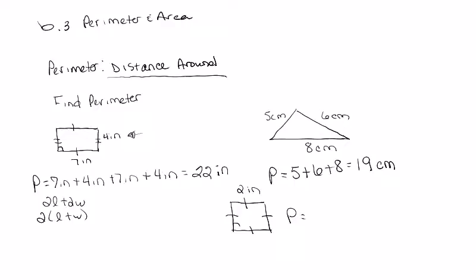Okay. This is a square. Some of you may have been taught the formula that the perimeter of a square is 4 times s, where s is the length of the side. Okay, well now you've got a perimeter formula for rectangle, a perimeter formula for square.